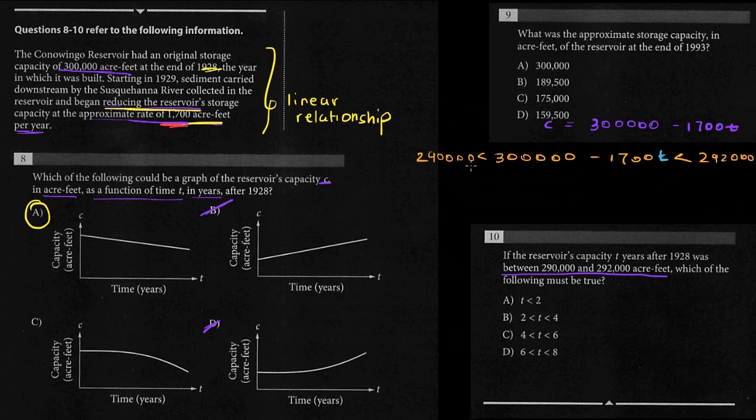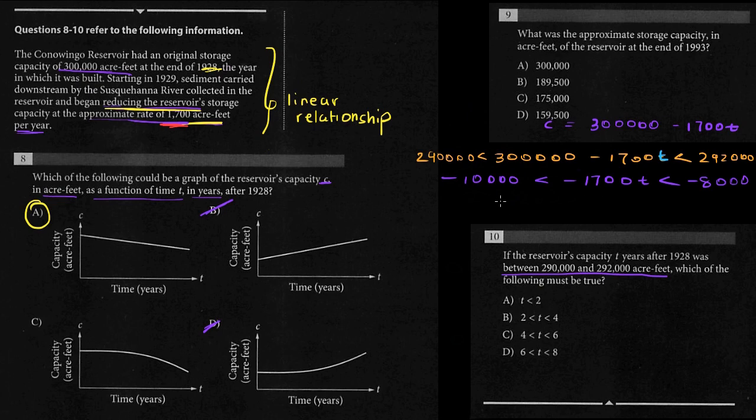The way I can do that is I subtract 300,000 from all sides, and so that's going to give us negative 10,000 less than negative 1,700 T, which is less than negative 8,000. Okay, and so the next step is to divide everything by negative 1,700, right?